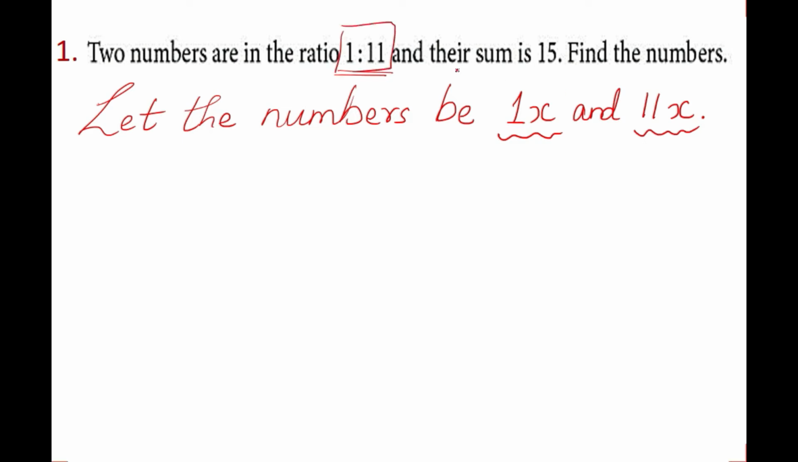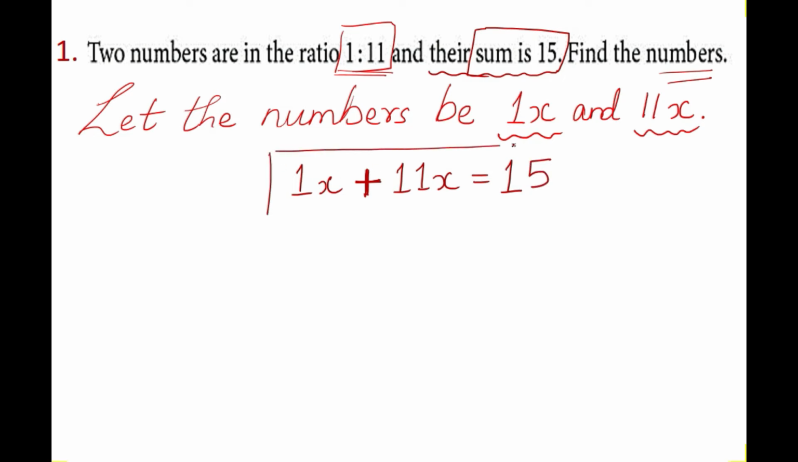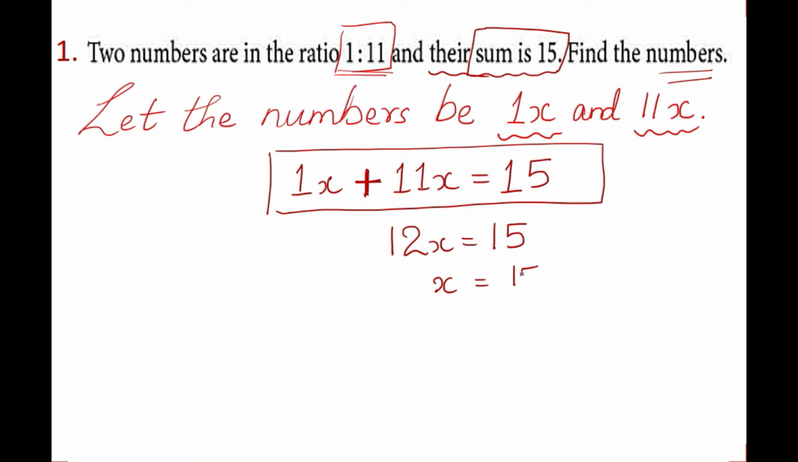We made it from this ratio, and now moving on to the second part, and their sum is 15. Sum, we know it's addition, so 1x plus 11x is going to be 15. So your equation is ready, which says 12x is 15 and x is 15 over 12, or you can simplify it as 5 over 4, which is 1.25.